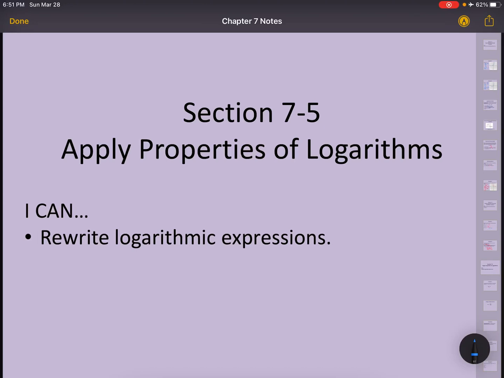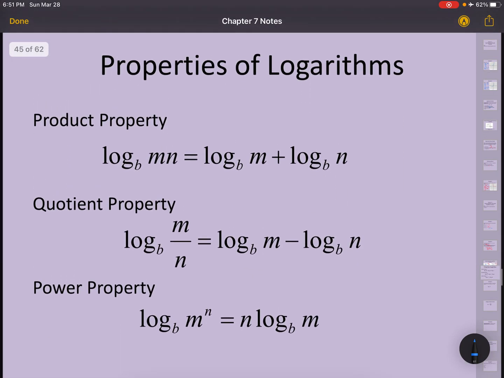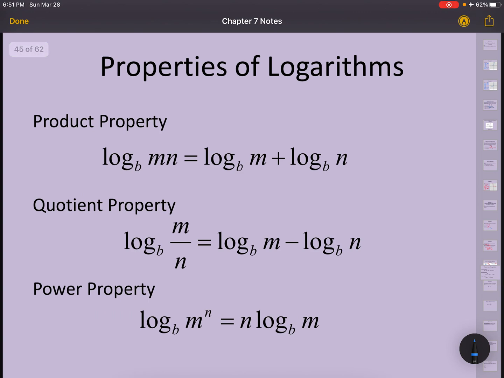Okay everyone, this is section 7.5. In this section our goal is to be able to rewrite logarithmic expressions. We have three main properties of logarithms. The first is the product property.